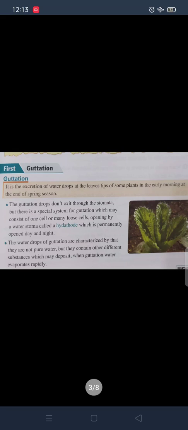First, we will talk about guttation. What is guttation? Guttation is the excretion of water drops at the leaf tips of some plants in early morning and at the end of the spring season. So the guttation is in early morning. The excess water goes outside the plant through openings called hydathodes. Okay, this hydathode is permanently open day and night.